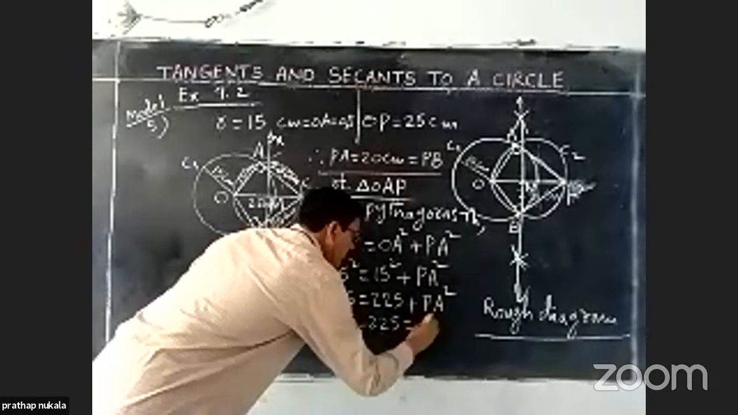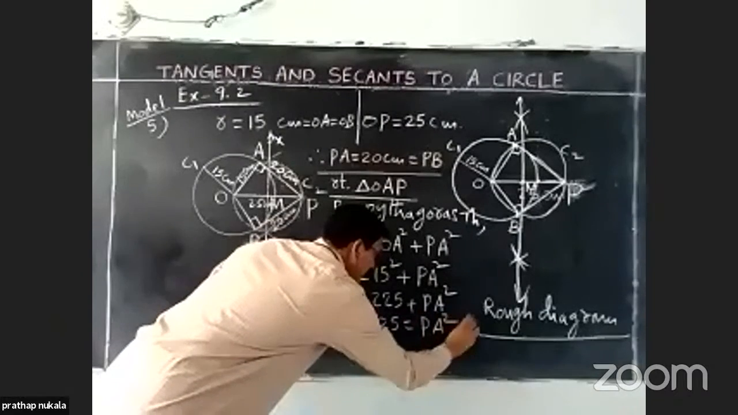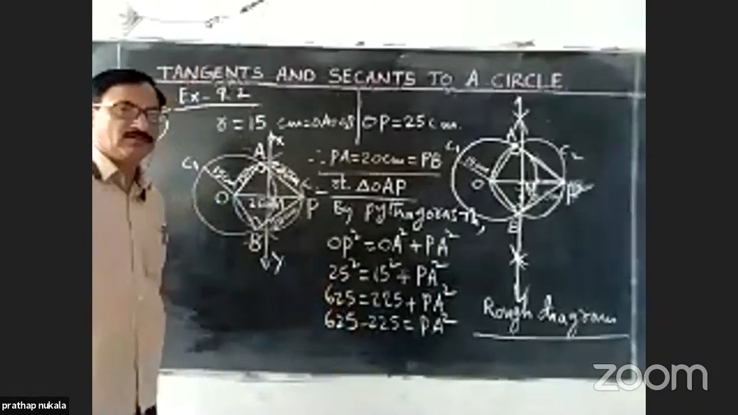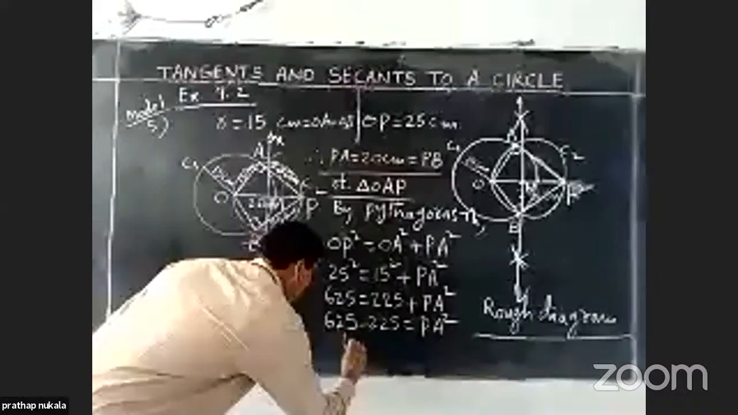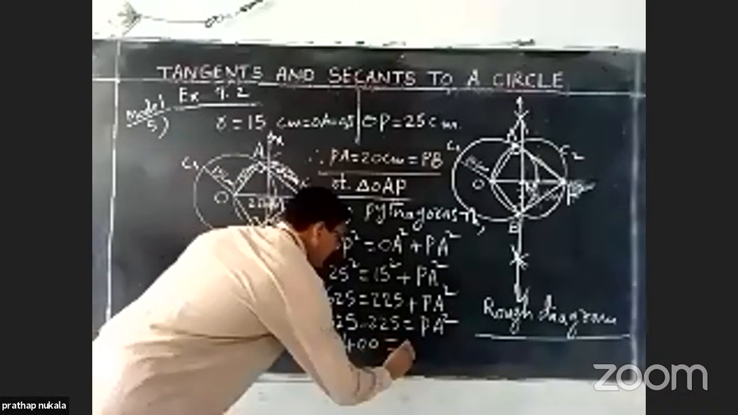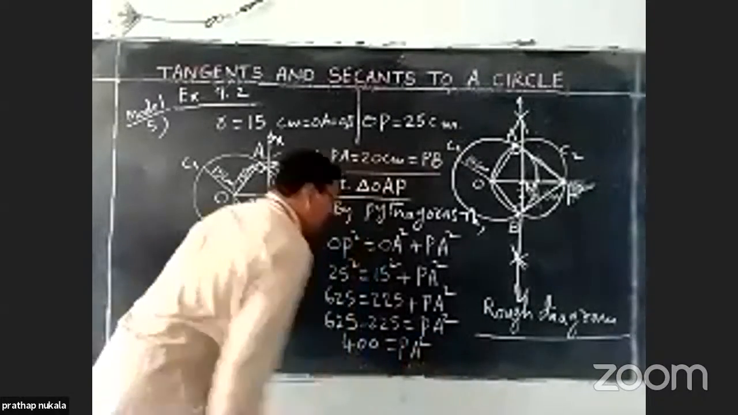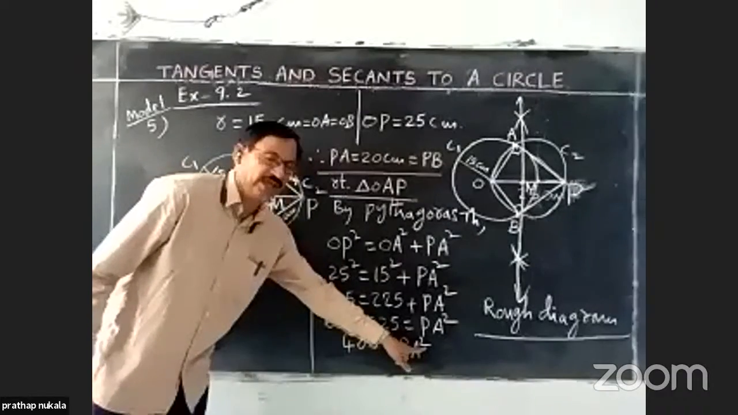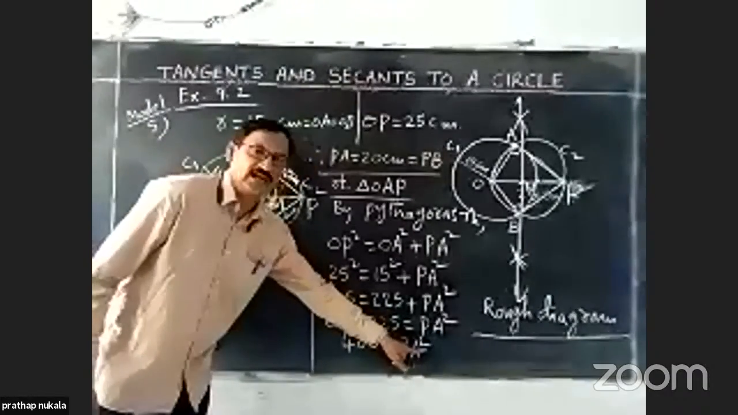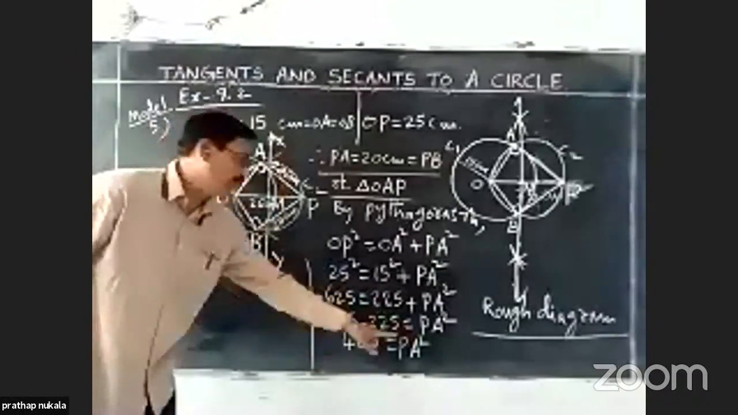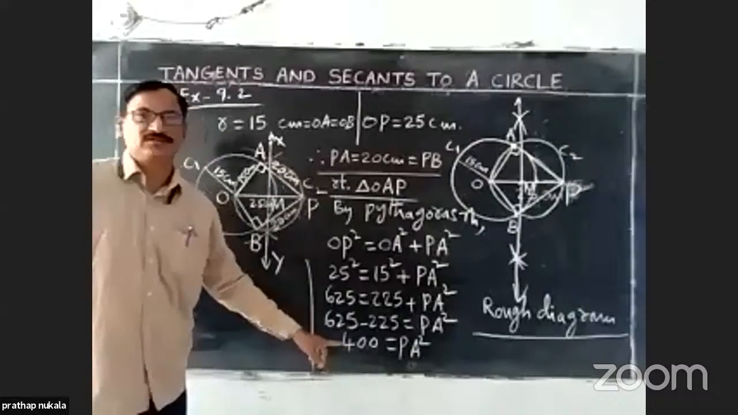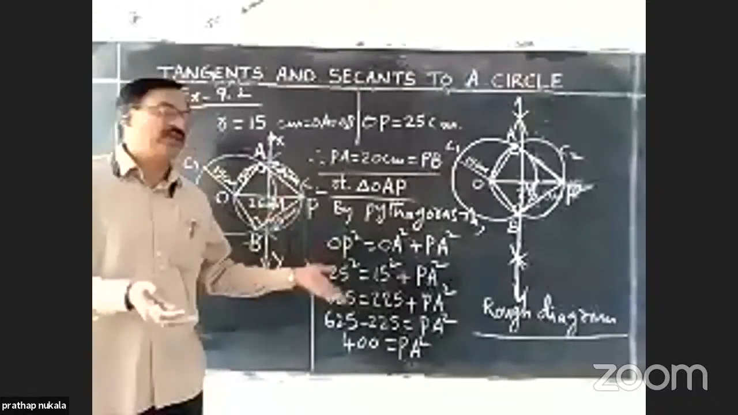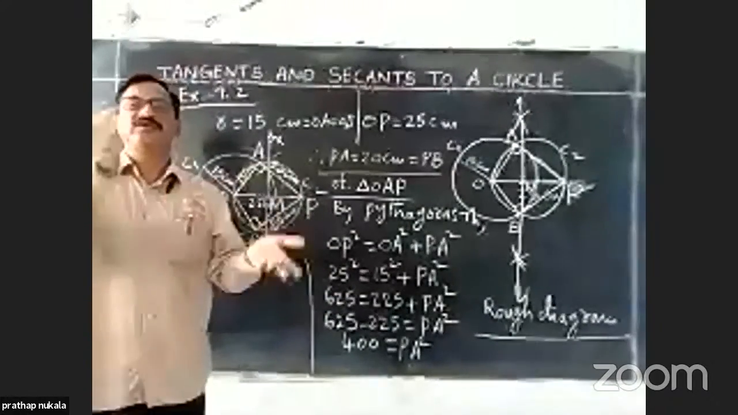After transposition, here we have PA square. Now subtract 225 from 625. What do we get? It is 400. So 400 equals PA square. Now transposing the square from the right side to the left side, it becomes a square root. There is a relation between square and square root. If we transpose a square, it becomes a square root.